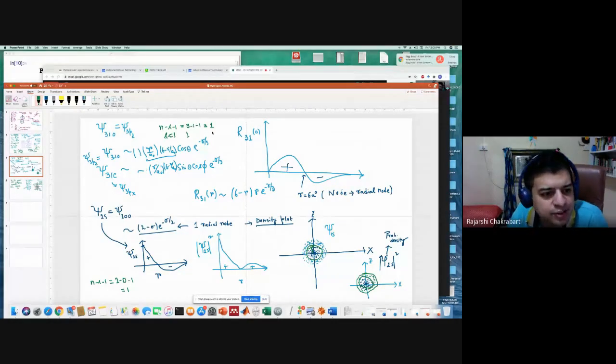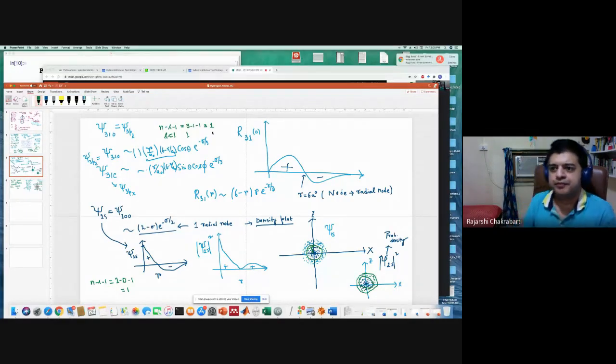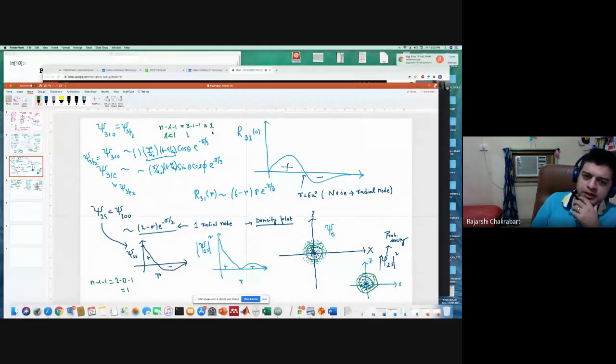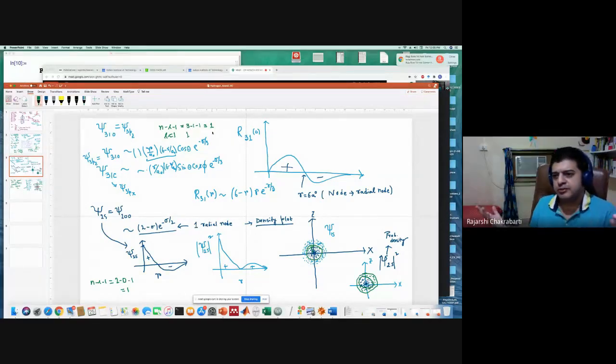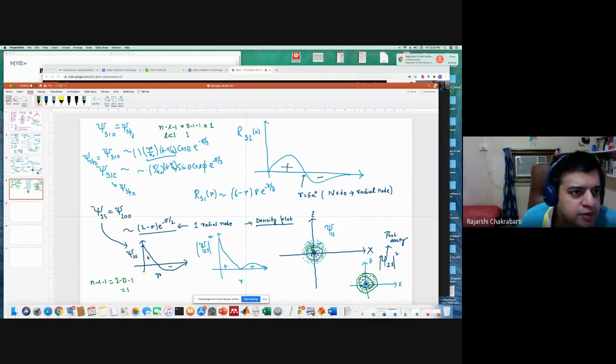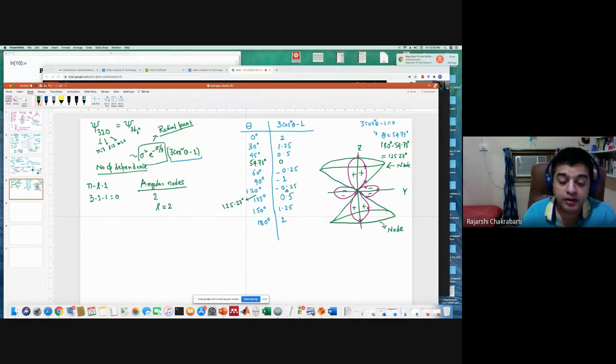So for px orbital, what is the angular node? Tell me. For px, what is the plane? Which plane is this? YZ plane. It has to be YZ plane. For py, it has to be XZ plane. XZ plane. So you got it. Yes. Not very difficult. So up to that, this is fine.